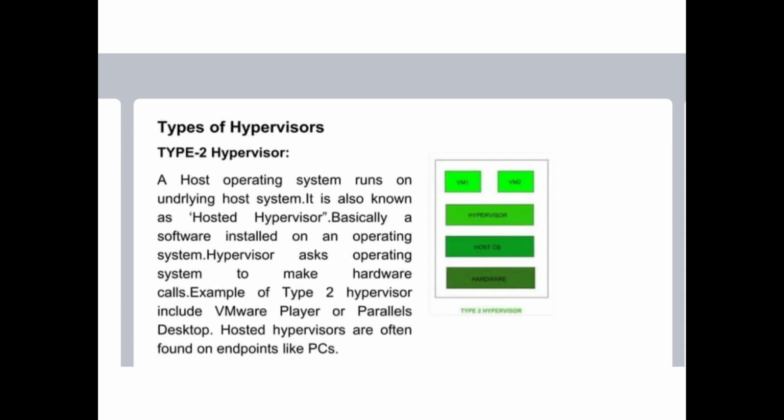Then Type 2 hypervisors. A host operating system runs on the underlying host system. It is also known as hosted hypervisor. Basically, it is software installed on an operating system. The hypervisor asks the operating system to make hardware calls, and examples of Type 2 hypervisor include VMware Player or Parallels Desktop. Hosted hypervisors are often found on endpoints like PCs.